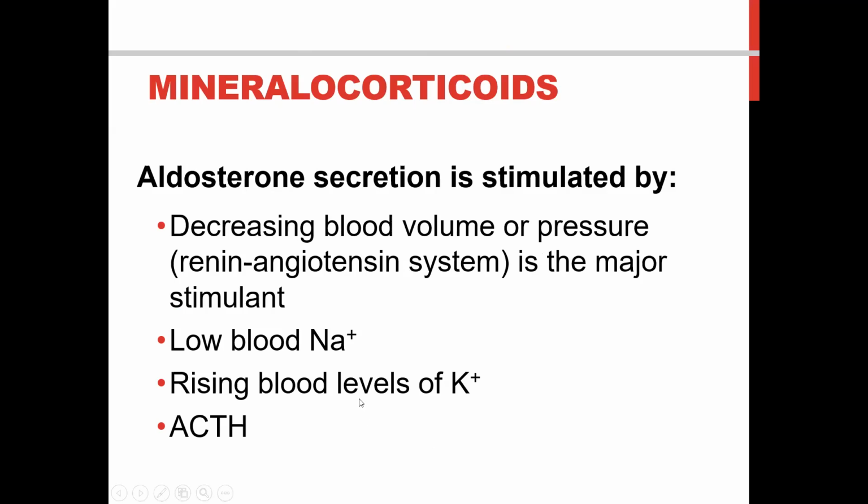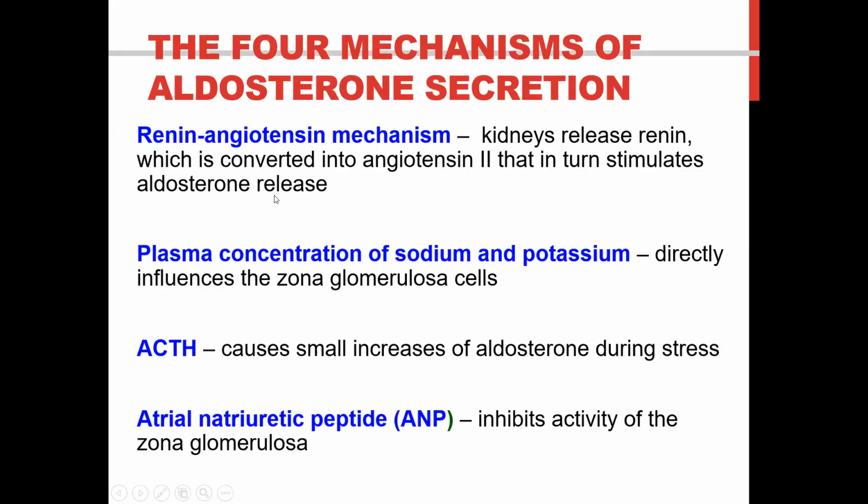And also if there's hyperkalemia, or rising blood levels of potassium. And of course, if there's production of ACTH, this would in turn also stimulate aldosterone secretion. Now, to recap, class, these are the four mechanisms of aldosterone secretion.